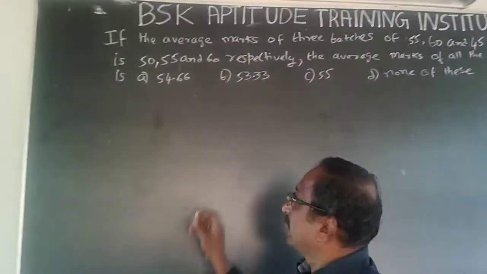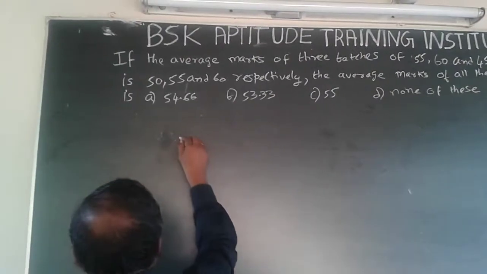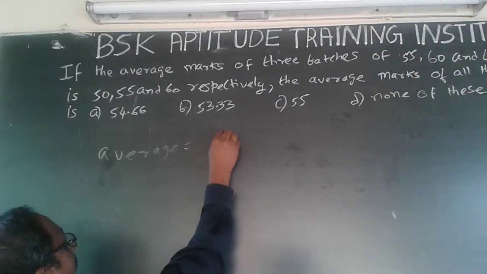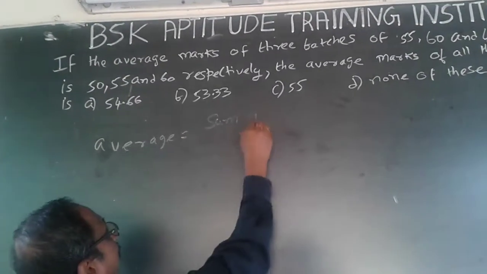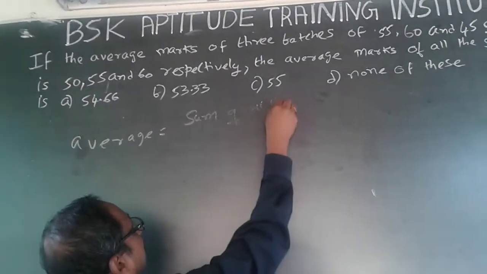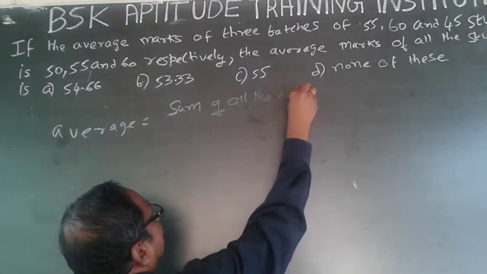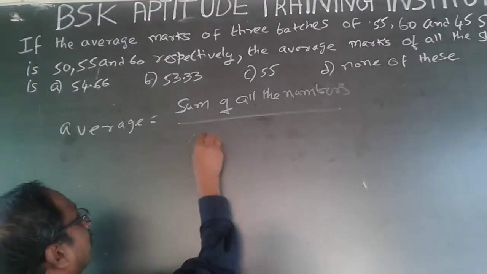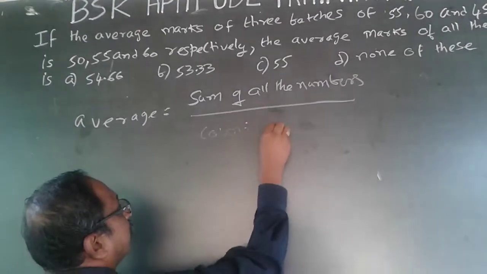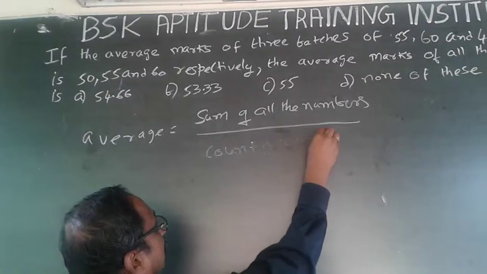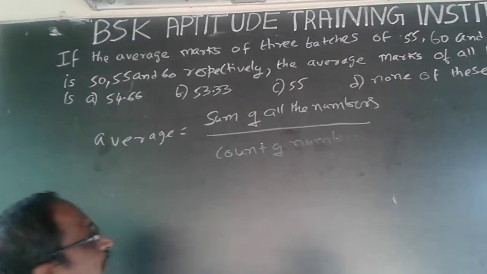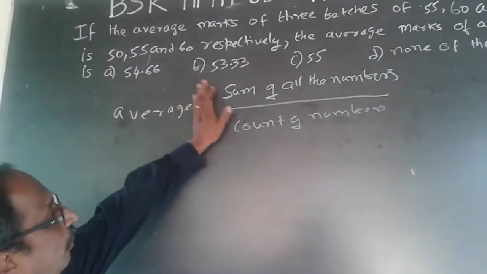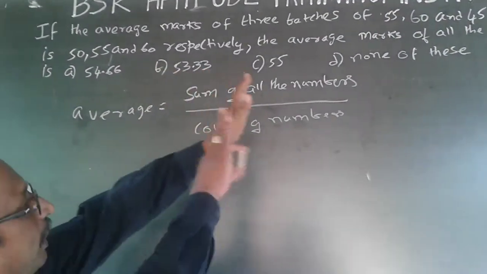See, average is nothing but the average formula. Average will be equal to the sum of all the numbers divided by the count of numbers. Sum of all the numbers divided by count of numbers.